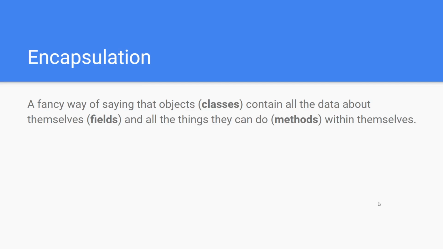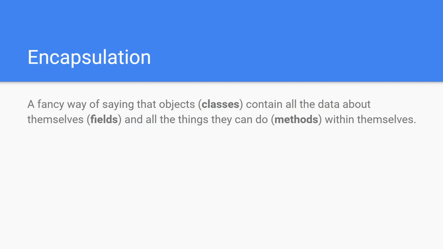Encapsulation is really just a fancy way of saying that the objects we're talking about, our classes, contain all the data about themselves. In other words, the things that describe themselves, or the fields, as well as all the things that they can do, or the methods.